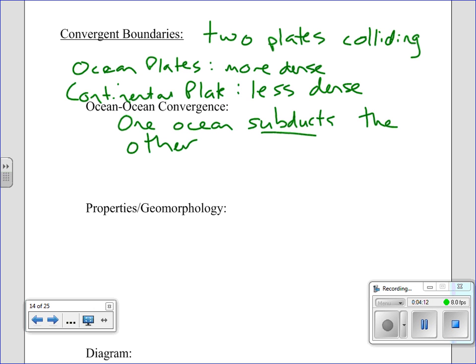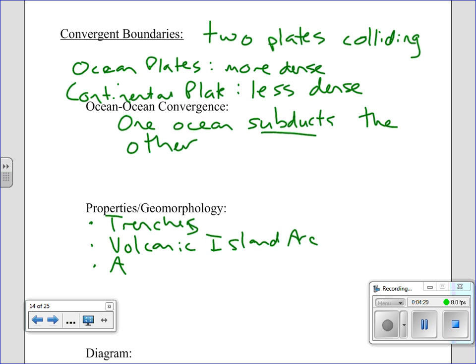As we discussed previously, common properties or physical features of these are going to be trenches, as the one plate drags the other underneath. You're going to have a volcanic island arc, and active volcanoes.